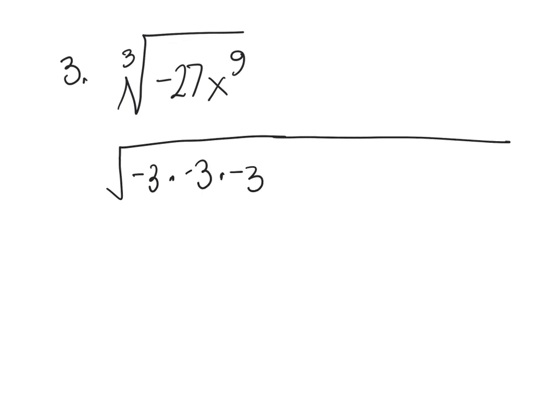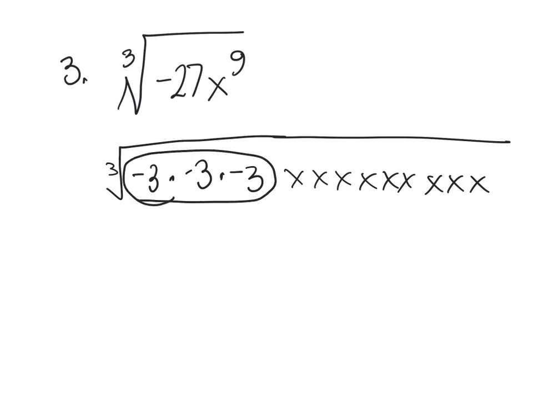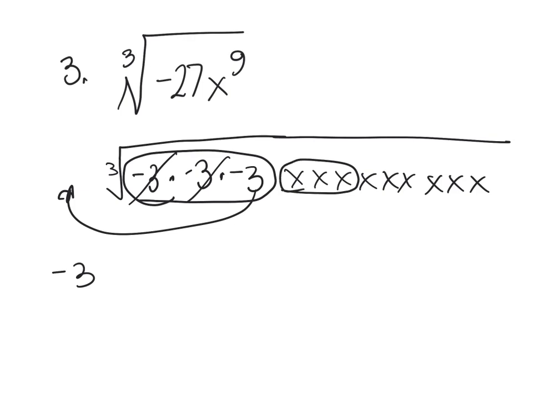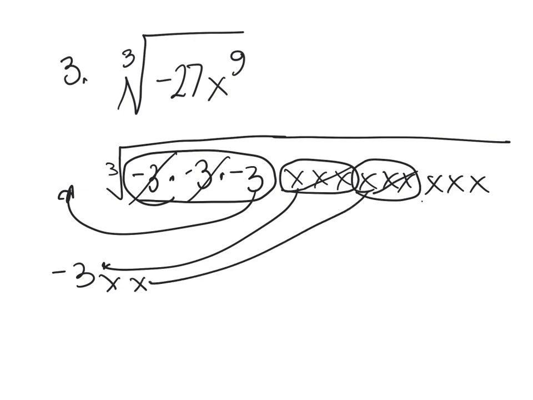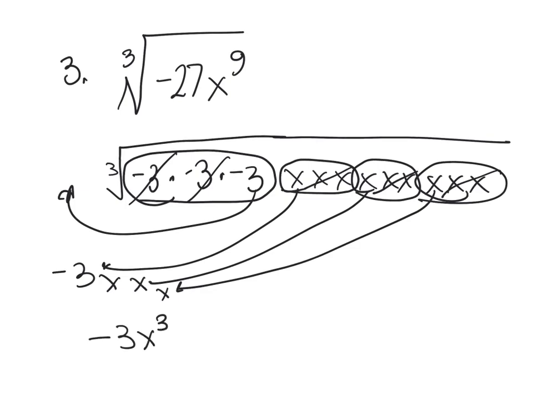Now, if I wanted to write this out, I could write this out as x, x, x, x, x, x, x, x, x, 9 times. And this is a cube root. So I need 3's to come out. So that's 1, 2. Groups of 3, 1 comes out. Groups of 3, 1 comes out. Groups of 3, 1 comes out. There's nothing left inside. So this is -3x cubed.